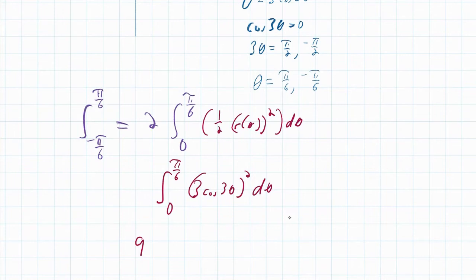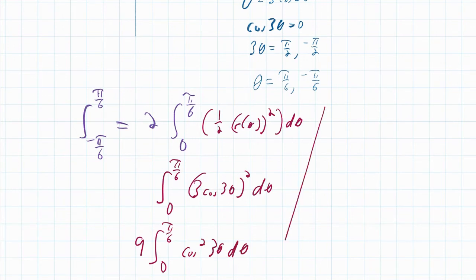So 9 times all this gives me, let's see, bring that out. I get 9 times the integral from 0 to pi over 6 of cosine squared 3 theta d theta. Okay, now how do I deal with the cosine squared?